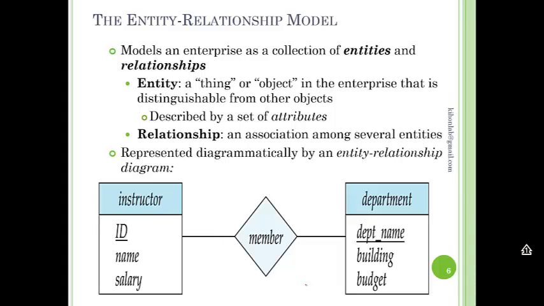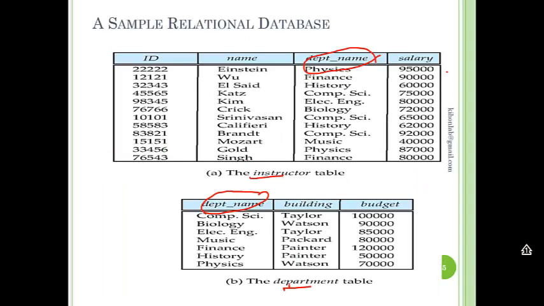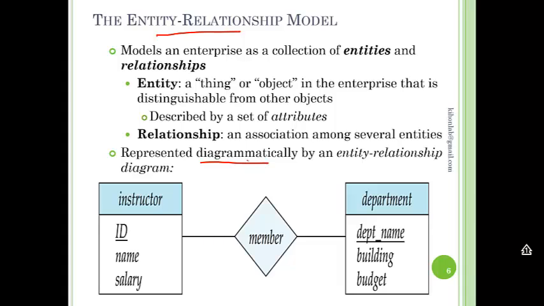Second model, entity relationship model. As we have already discussed, an enterprise is a collection of entities and relationships. So it can be a pictorial representation, that is, it can be represented diagrammatically. In relational model, it is represented in tabular format, and here it can be represented in terms of a diagram or pictorial representation.